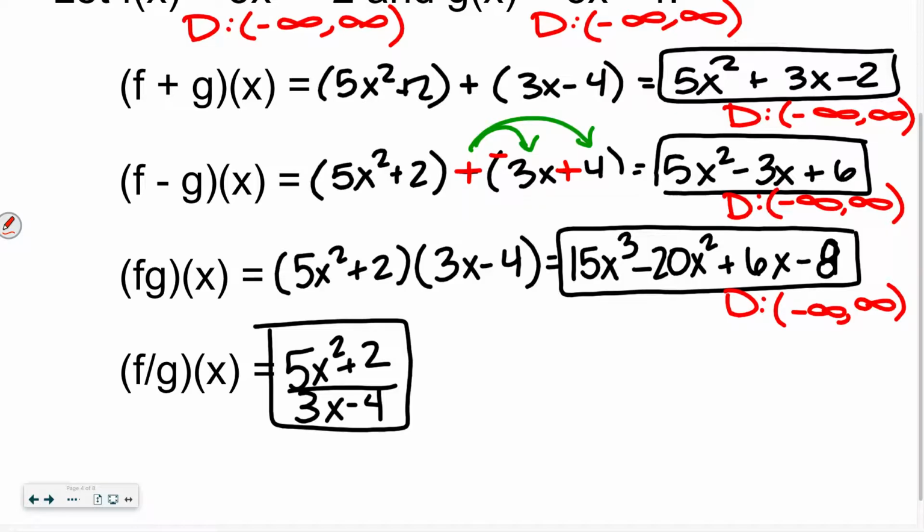Did you guys come up with a domain? What's your issue with this one? Yeah, so the denominator can't be 0, so we're focused on the 3x minus 4. And there's a couple ways to go about this, but what's one way that you could find out what x value makes 3x minus 4 equal 0? So equation and solve it, and that tells you what you want to exclude, right?